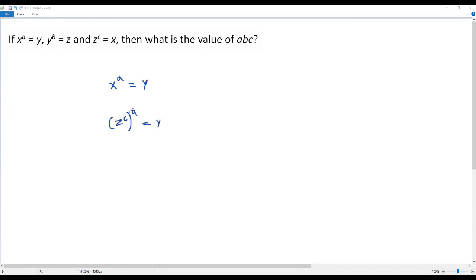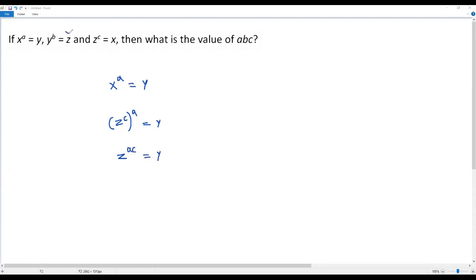Here on the left side, a power is raised to another power. Whenever a power is raised to another power, we can multiply the two exponents using the power of a power rule in exponents. Then we have z to the power of, when I multiply these two exponents, I am getting a times c, equals y.